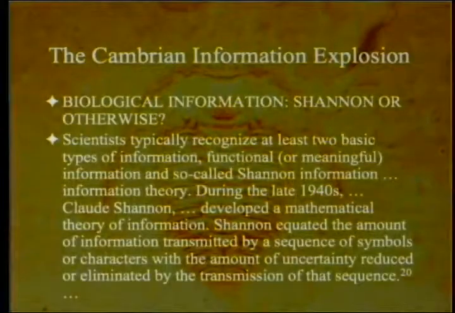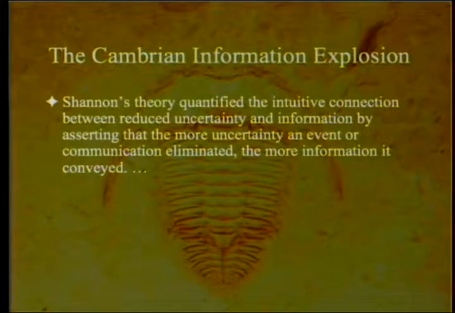Scientists typically recognize at least two basic types of information: functional or meaningful information, and so-called Shannon information. During the 1940s, Claude Shannon developed a mathematical theory of information. Shannon equated the amount of information transmitted by a sequence of symbols or characters with the amount of uncertainty reduced or eliminated by the transmission of that sequence. Shannon's theory quantified the intuitive connection between reduced uncertainty and information by asserting that the more uncertainty of an event or a communication eliminated, the more information it conveyed.